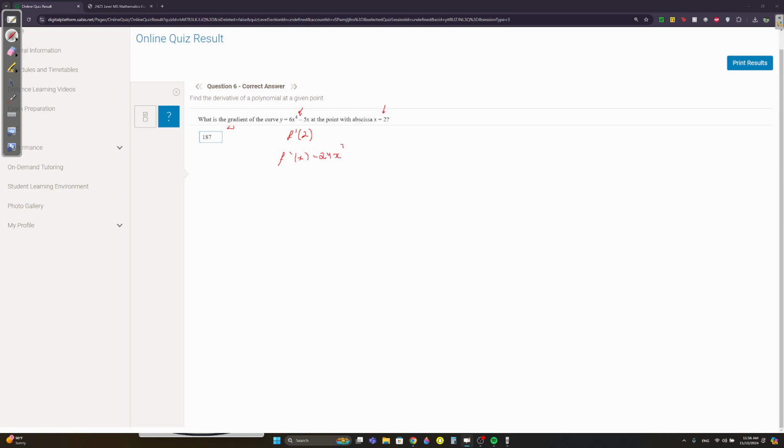X reduced by 1, so it becomes cubed. 1 times -5 is -5. Reduced by 1, you're not going to have x anymore. Substitute 2: 24 times 2 cubed minus 5. You should get 187. 8 times 24 is 192, minus 5. Yeah, you're going to get 187.